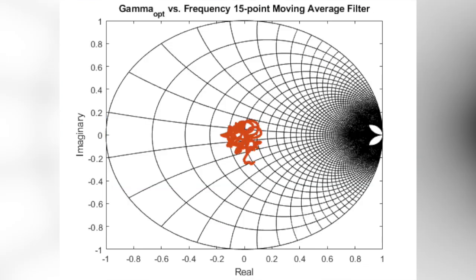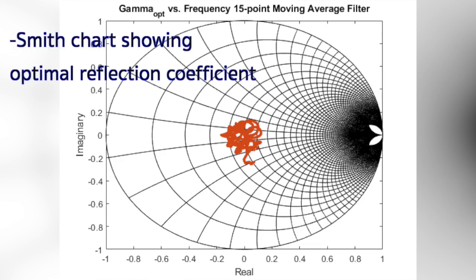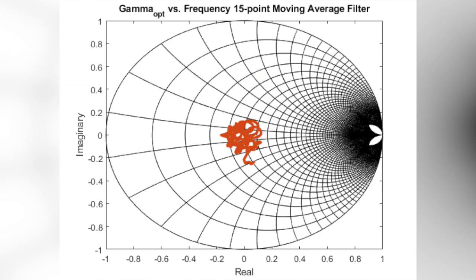And finally, we look at gamma opt. This plot contains the optimal reflection coefficient, gamma opt, on a Smith chart. Although frequency values cannot be seen, the chart is useful for visualization.